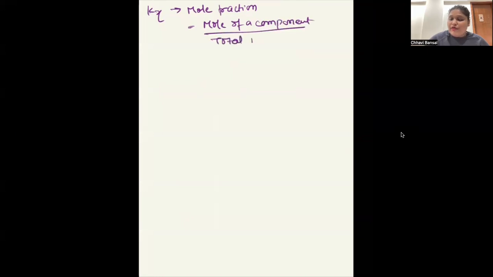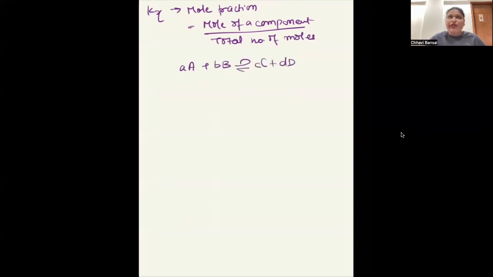Next is K psi. K psi is what? This is mole fraction. Now, what is mole fraction? Nothing but the moles of a component divided by the total number of moles. So, for example, again, the same reaction.